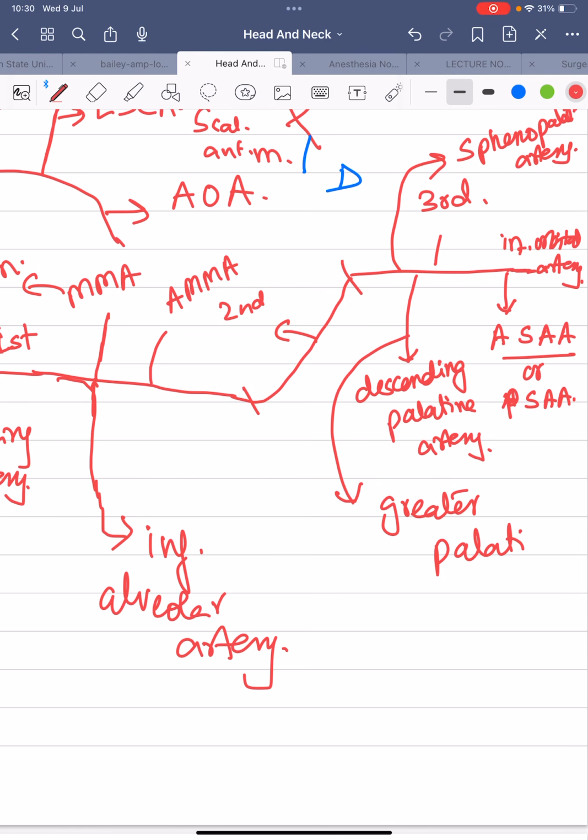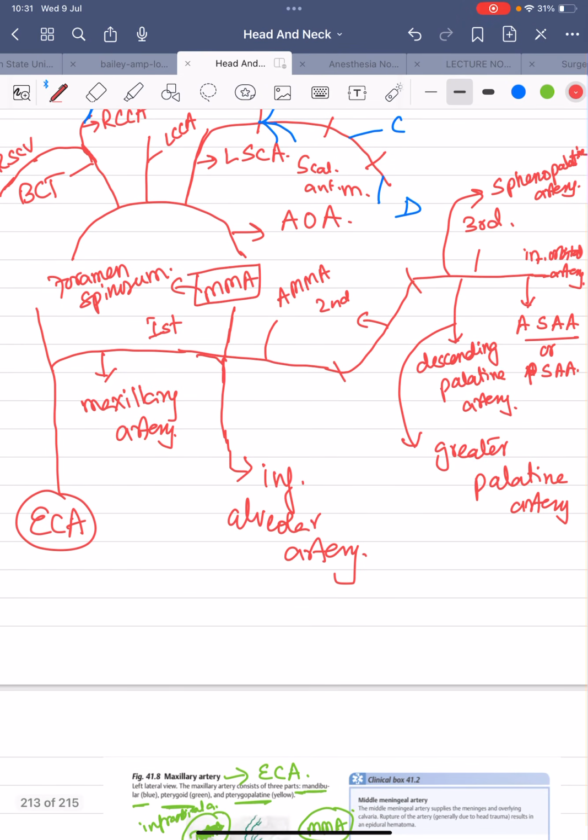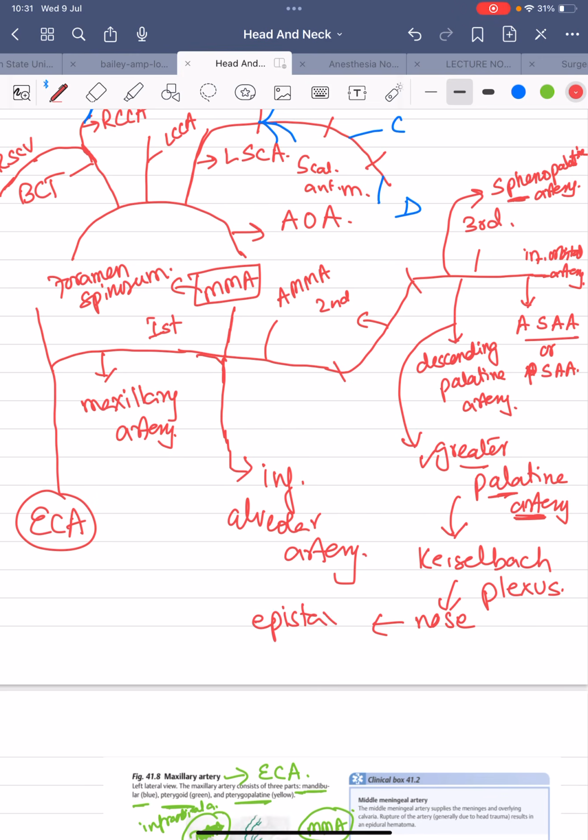Why these arteries are important, I tell you. But first we must discuss the middle meningeal artery. This greater palatine artery, please remember, and sphenopalatine artery, are also contributing to the Kiesselbach plexus, which is the little area present in the nose which can lead to bleeding from the nose, known as epistaxis. Okay, now first we must discuss the middle meningeal artery.